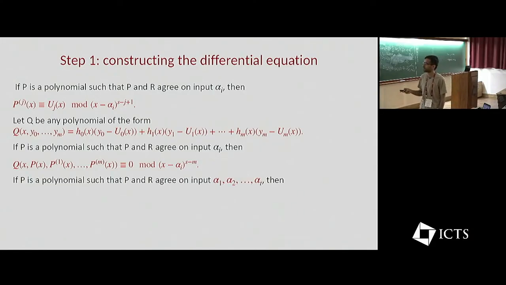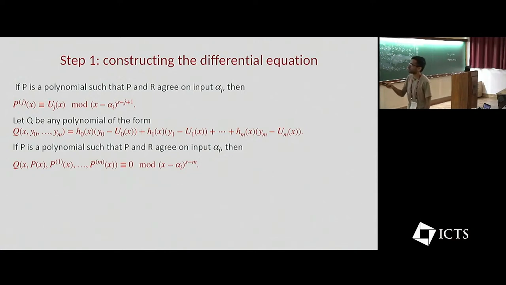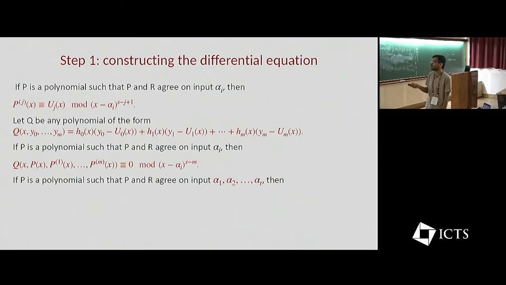One way of seeing this is, remember that if p and r agree on alpha I, then p minus u naught is divisible by x minus alpha I to the s, p prime minus u1 is divisible by x minus alpha I to the s minus 1, etc. The m minus first derivative of p minus um is divisible by x minus alpha I to the s minus m, and that immediately gives this. Great, so this is about agreement at alpha I. If agreement happens on alpha 1 up to alpha t, and the alpha i's are distinct, then by a simple Chinese remainder theorem, we get that q of x comma blah blah blah is 0 mod this product.